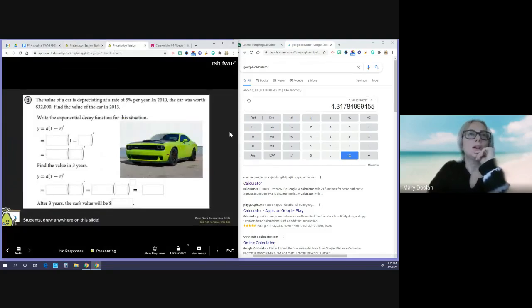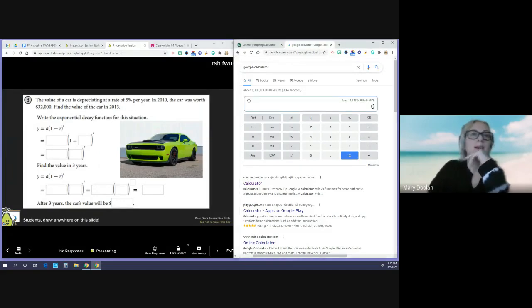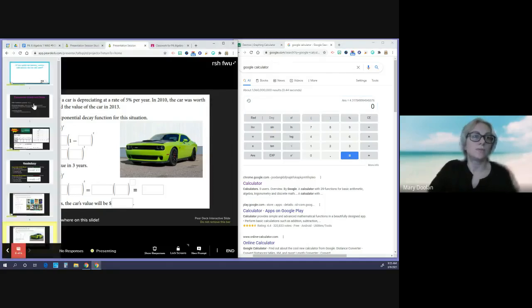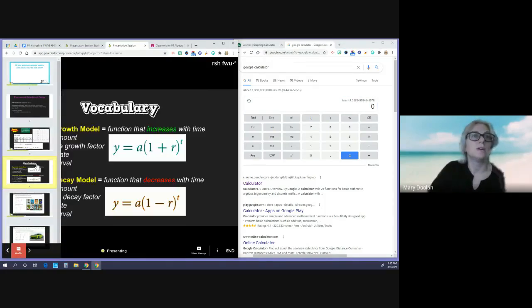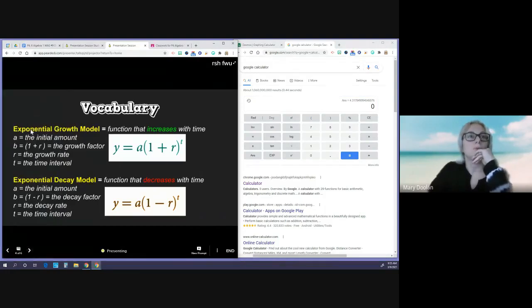We have a car. This is the other type of real life situation. Okay, where is it? Right here. So we just looked at a growth model. Now we're going to look at a decay model. So we're going to be using this formula. The only difference is we subtract R. We subtract the decay rate. That's it. The growth model you add, with the decay model you subtract.